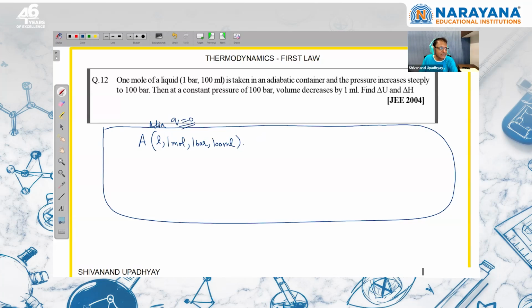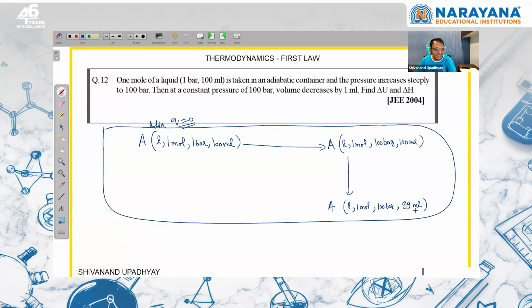The pressure is steeply increased. Suddenly the pressure on a liquid, ये liquid state में ही है, 1 मोल ही है, बट प्रेशर स्टीपली 100 बार कर दिया गया है. अचानक इसका प्रेशर चेंज कर दिया है. जब इसका प्रेशर बढ़ाया है, initially the volume is not going to change. When you maintain the same pressure for some time, then this liquid will decrease its volume, and at 100 bar it will decrease by 1 ml, it will become 99 ml.